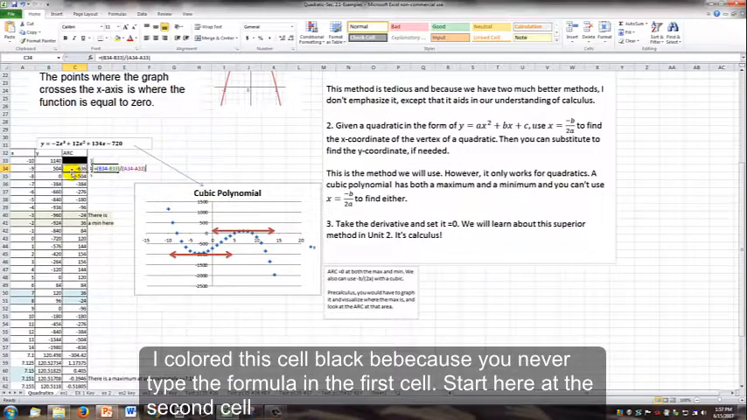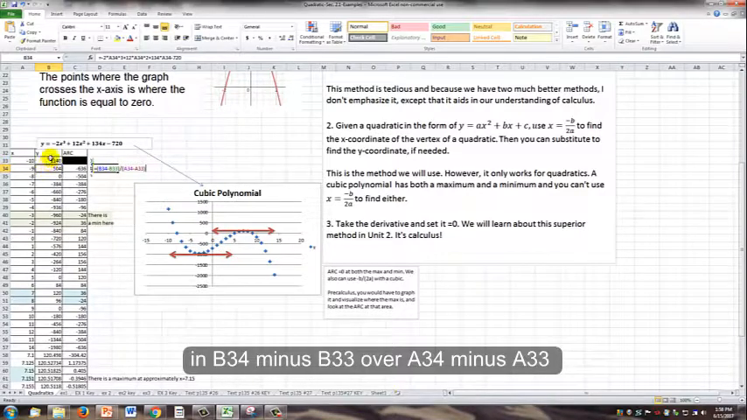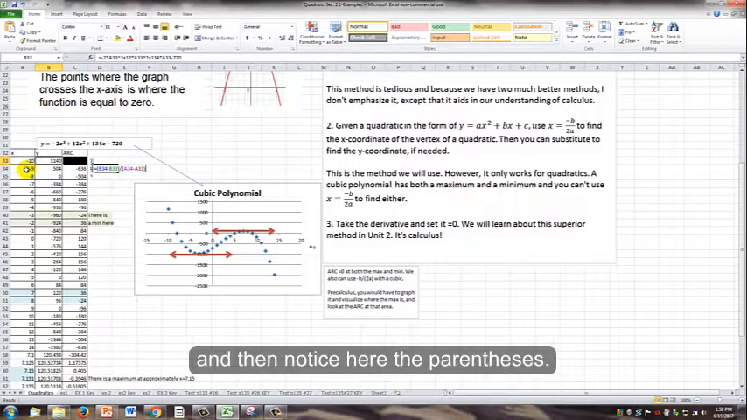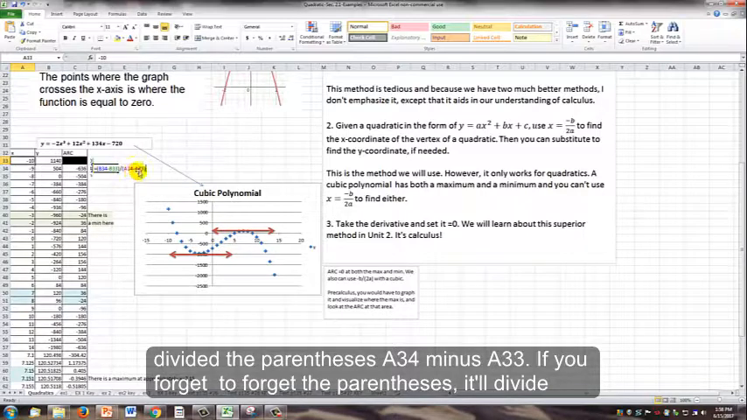Start here at the second cell, and then the formula for arc is y2 minus y1 over x2 minus x1. So here's our y2 in B34 minus B33 over A34 minus A33. And then notice the parentheses in front of the B34 and after the B33, because you have to help Excel understand order of operations. So you want to do this first, divided by parentheses A34 minus A33.